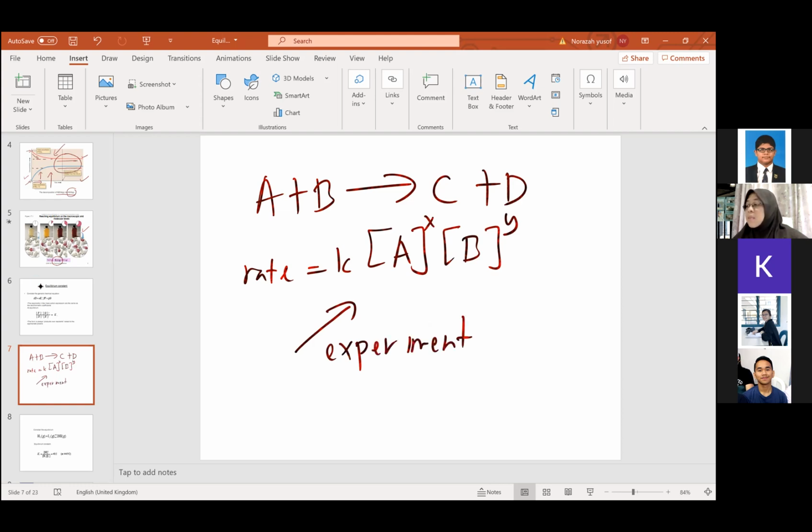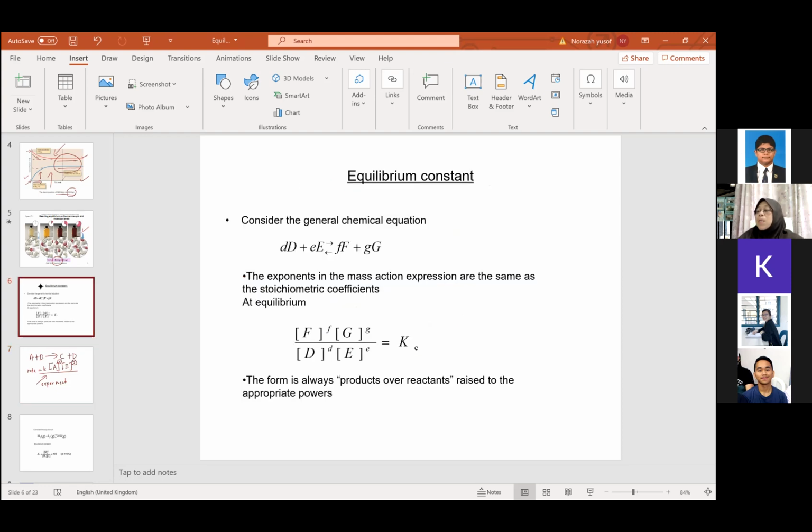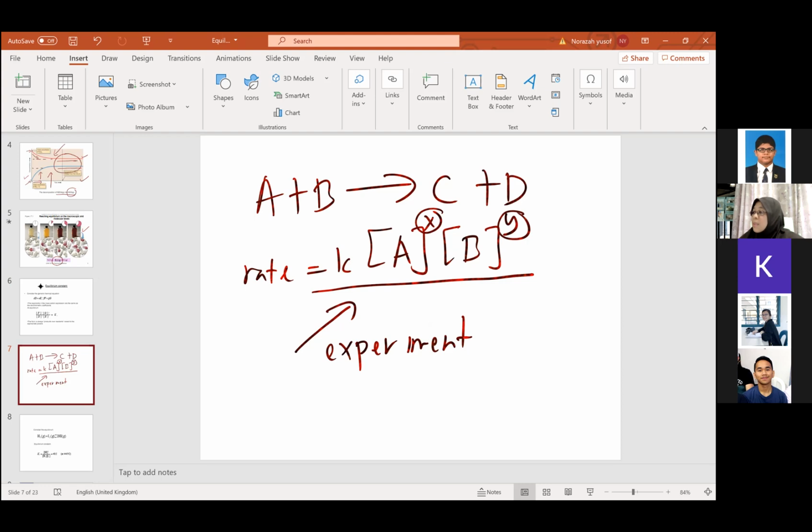We cannot say X is 1, Y is 1 based on the coefficient from the balanced equation, the stoichiometric coefficient. We are focusing on reactants only, and X and Y have to be determined via experiment. Of course, there is one way of using a reaction mechanism, even though that is not very correct. So in equilibrium constant, let me delete this first.